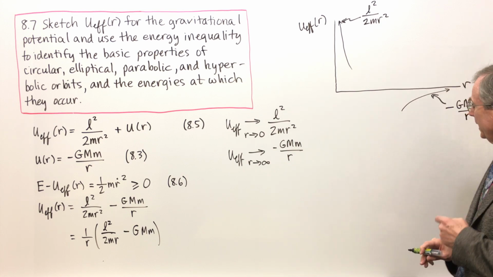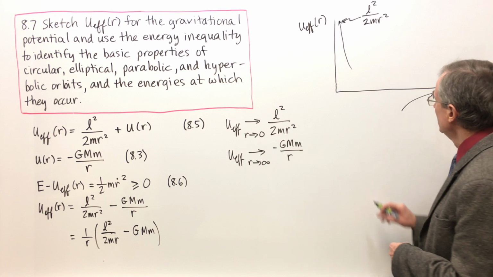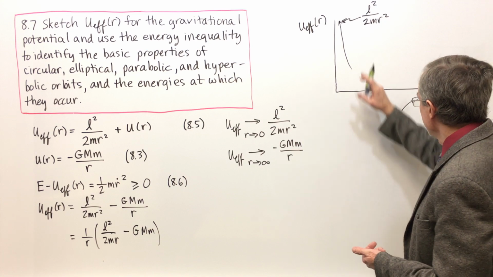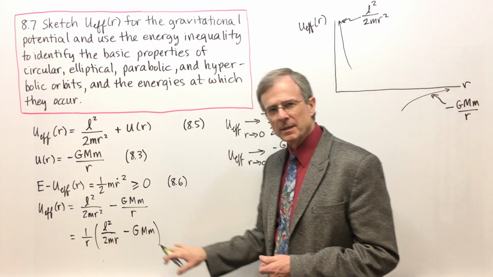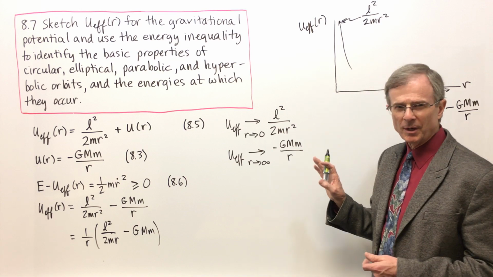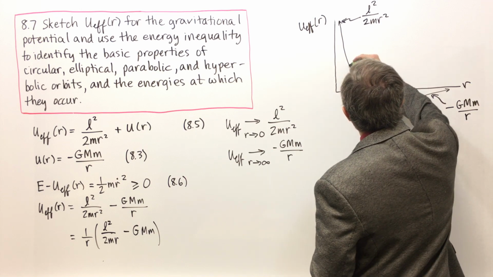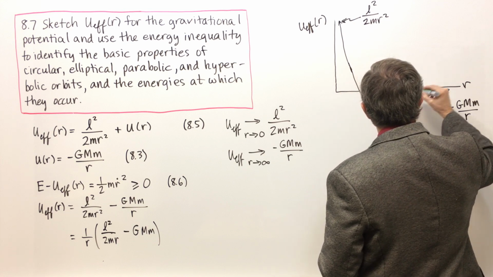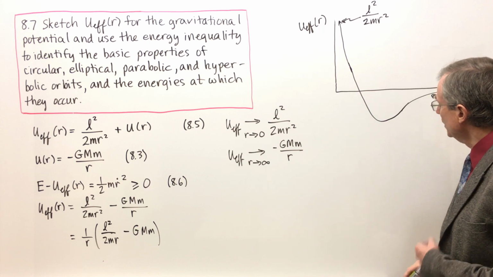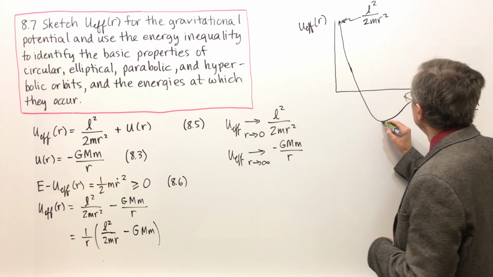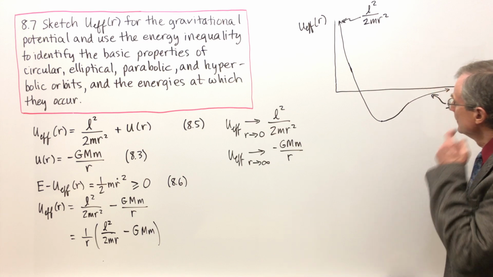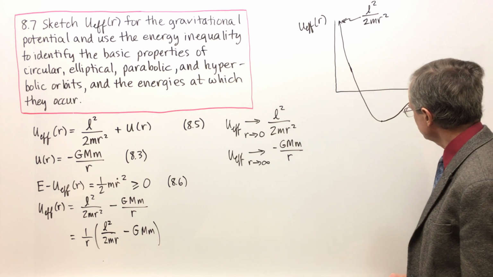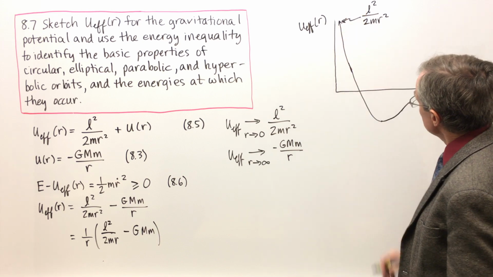So what does it do in between? Well, good question. First of all, to get from here to here, we know it has to cross the axis, and we don't have any singularities in this at finite values of r. So it's going to have to do something like that. In fact, it does reach a minimum, which you can find, and which I'll ask you to do as one of the homework problems. So that's U effective of r.